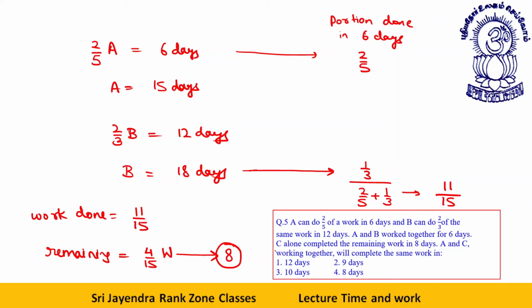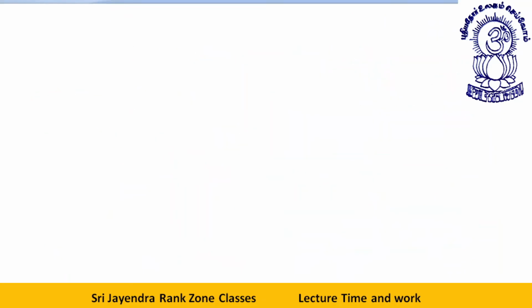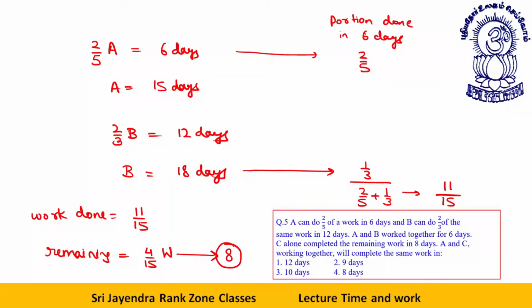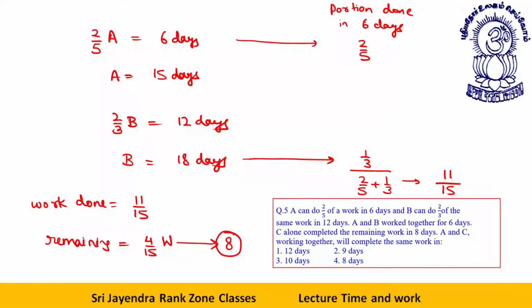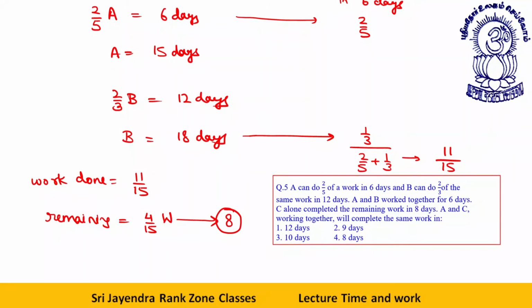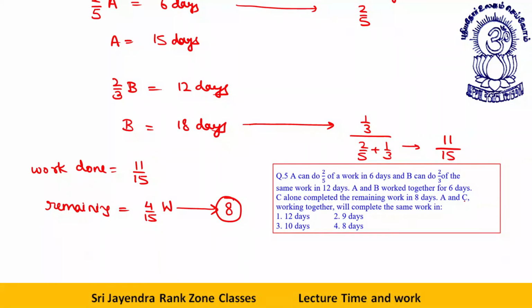A and C working together will complete the same work in how many days? Now students, believe me, this portion, just a second, I'm sorry. Yeah. Now we need this work to be done by A and C. See, A is doing 4/5.